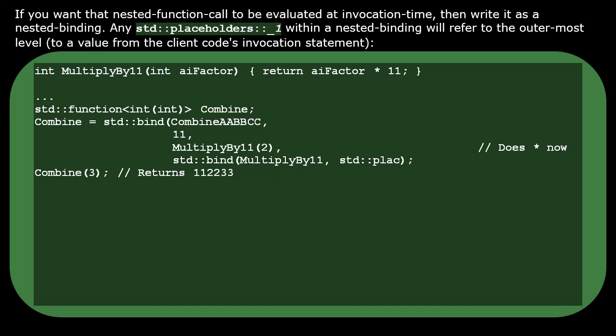Any placeholders written within a nested binding will refer to the outermost level. So in this example, the first invocation parameter, which is 3, gets passed to the multiply by 11 function, and that function's result is given to the C parameter of combine A, B, B, C, C.